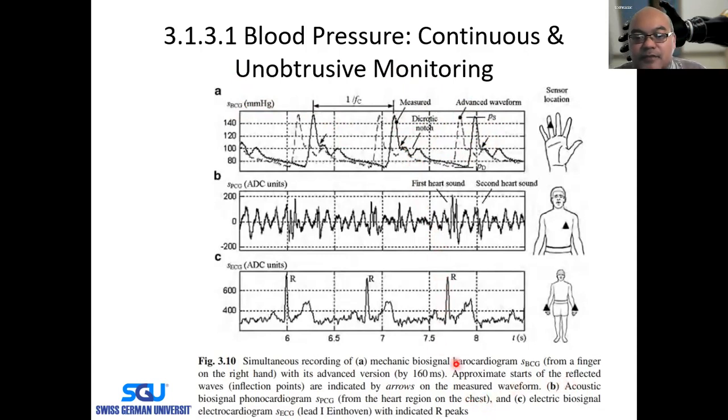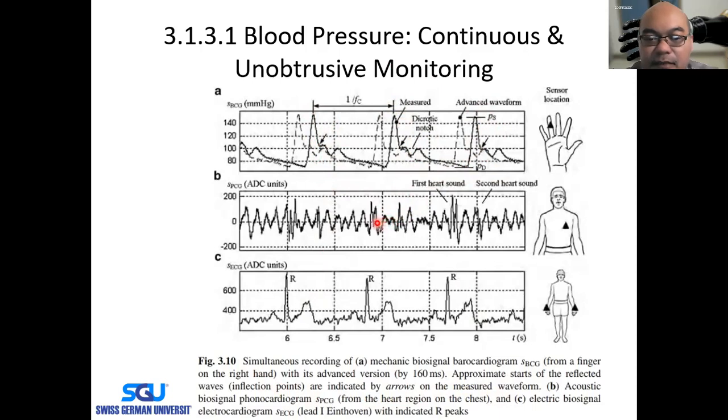The approximate start of the reflective wave, the inflection points, are indicated by arrows on the measured waveform. Here, this is the inflected part, and then the dicrotic notch here. So this is systolic, and this one is the diastolic blood pressure. PD is the diastolic blood pressure, and PS is the systolic blood pressure.